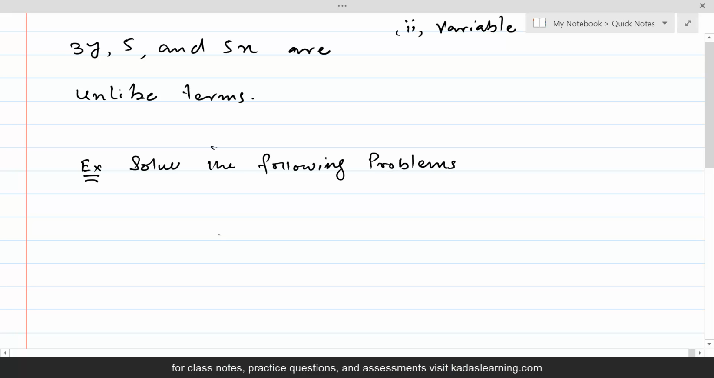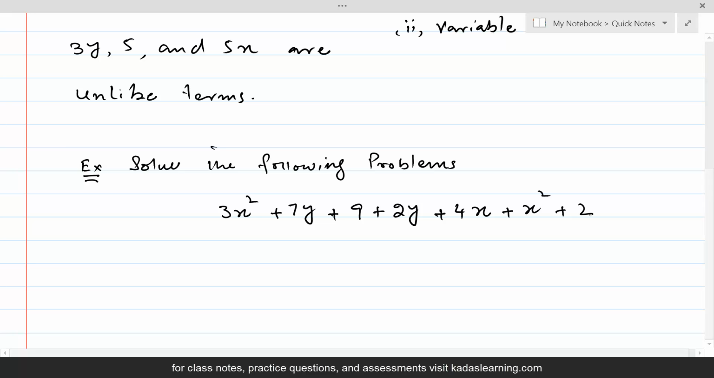And what is the first problem? That is 3x squared plus 7y plus 9 plus 2y plus 4x plus x squared plus 2. So here we are going to group together like terms.